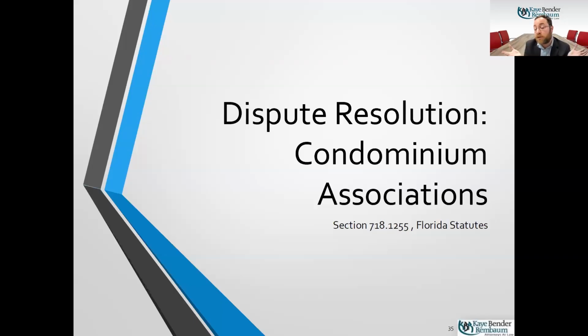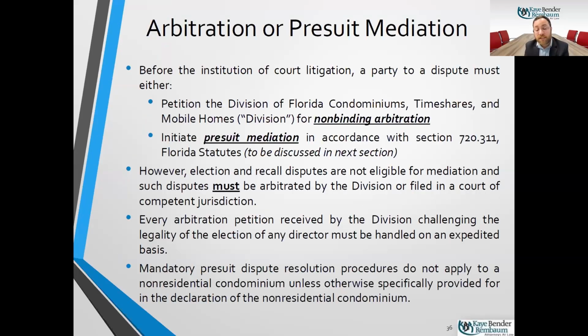But if it looks like we're proceeding to court on this, our next step is what's known as pre-suit mediation or arbitration. Arbitration has to be started with a petition to the Division of Florida Condominiums, Timeshares, and Mobile Homes, which is called the division for short. Alternatively, mediation is really just between the parties to hire a mediator to help everybody come to a resolution. Certain things are not eligible for mediation, and some things have to be arbitrated or filed straight in a court of law.